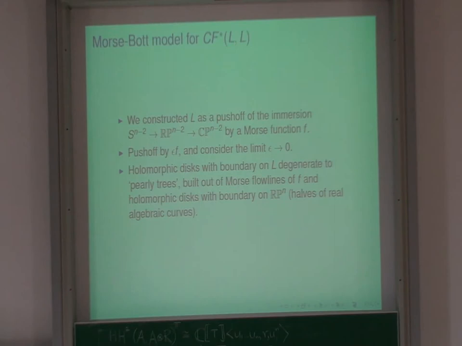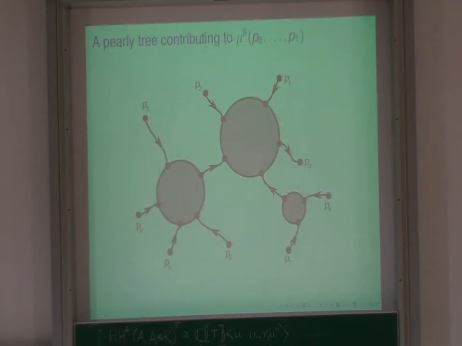How do we make computations in the Fukaya category? Well, we constructed this Lagrangian by pushing the real locus off itself a small amount. So if we degenerate this Lagrangian back down onto the real locus, holomorphic disks with boundary on the Lagrangian degenerate to things called holomorphic trees, which are some combination of Morse flow lines of this Morse function and holomorphic disks with boundary on the real locus. Of course, we know what holomorphic disks with boundary in RP^n look like. They are halves of algebraic curves inside CP^1. So here's a picture of what such a tree looks like. It's got bits that look like disks, and bits that are Morse flow lines of function f. So it turns out computations in the Fukaya category reduce to counting these sorts of configurations.